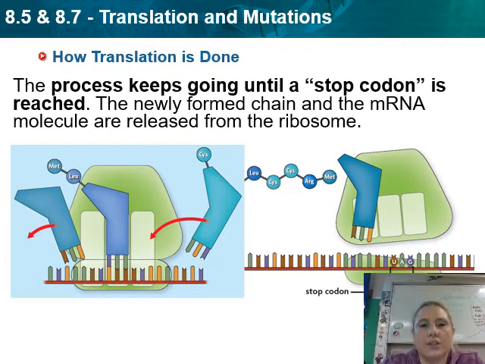So how translation is actually done: the process keeps going until the stop codon is reached. When it says stop, the newly formed chain and the mRNA molecule are released from the ribosome. That newly formed chain of amino acids is a protein. Remember, proteins are made out of small units called amino acids.